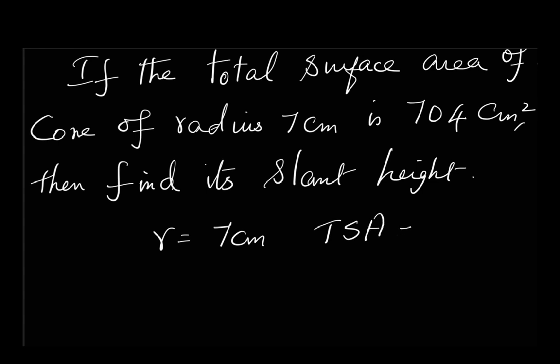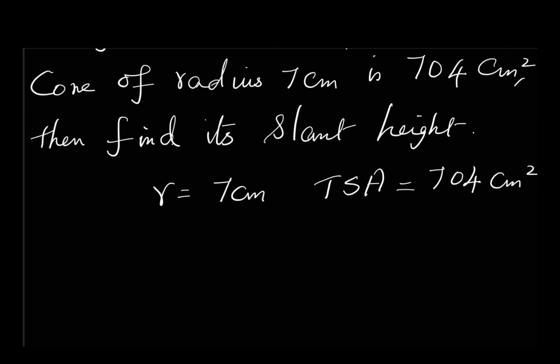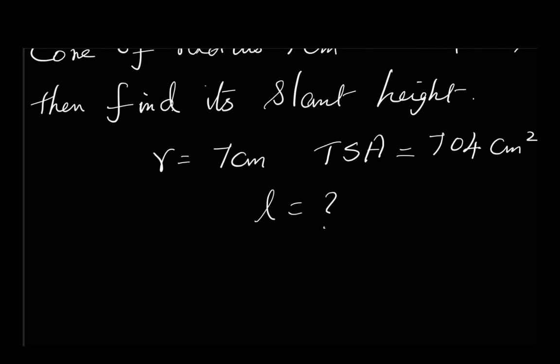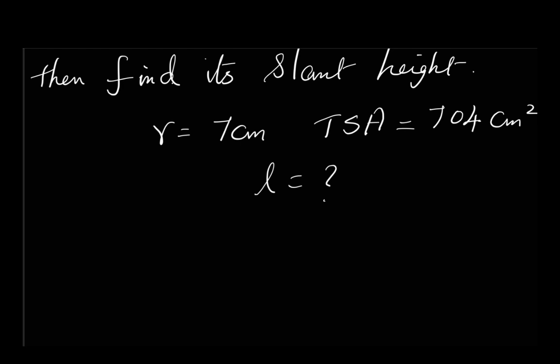Total surface area is given: 704 centimeter square. See the units, it is in centimeter. The question is to find the slant height. In the total surface area or curved surface area, we have only the R and L terms. No need to get the H.